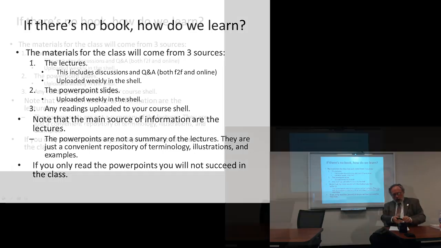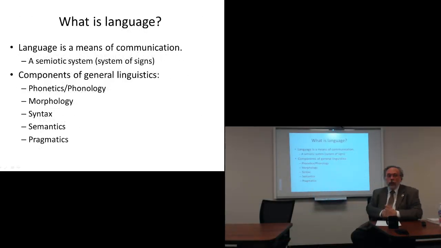All right. So having said all this, we now move on to what is language. This class is called General Linguistics, and linguistics studies language. So at a very simple, very general level, a 10,000 feet view, language is a means of communication. It's something that you use to communicate with other people. A more technical definition is that it's a semiotic system. A semiotic system is a system of signs. Signs are things that are used to indicate meaning.